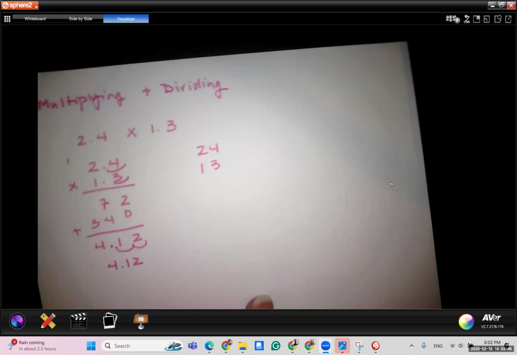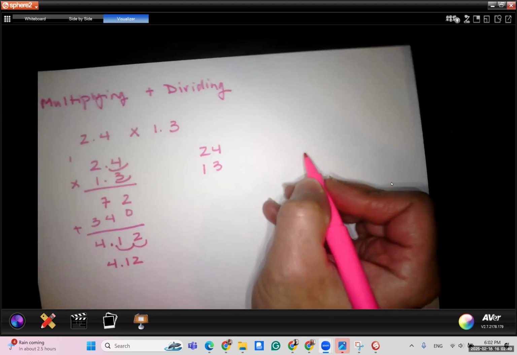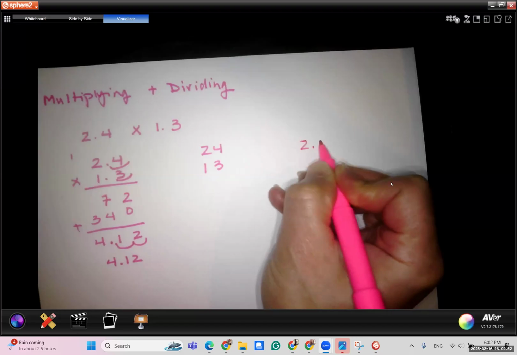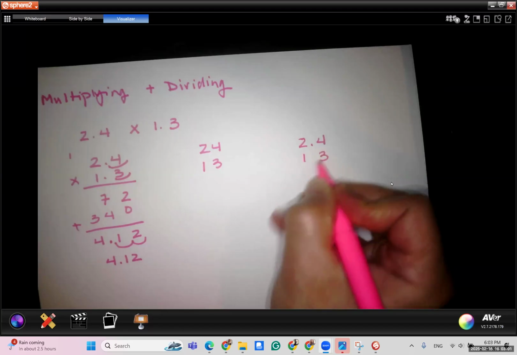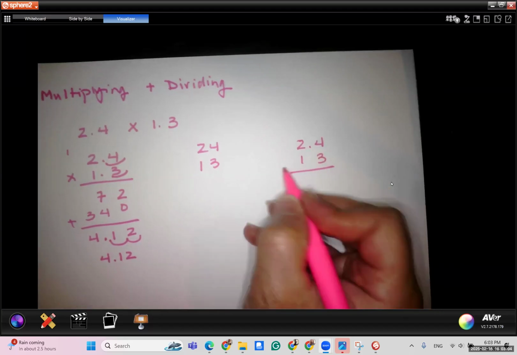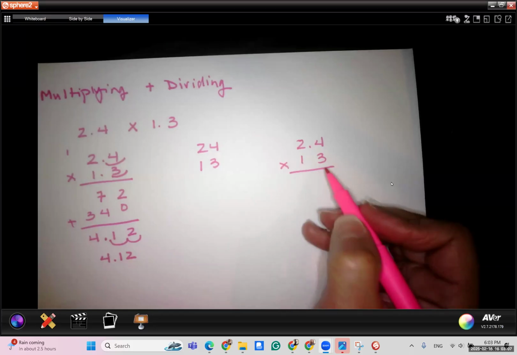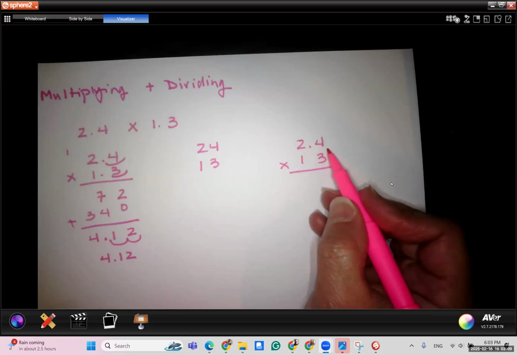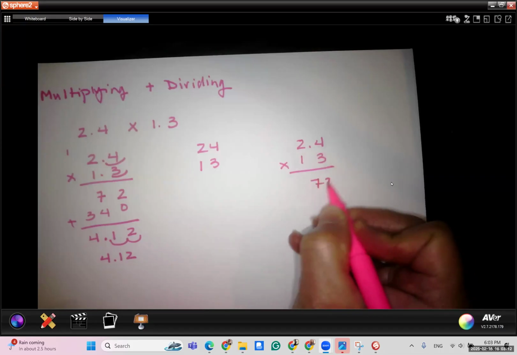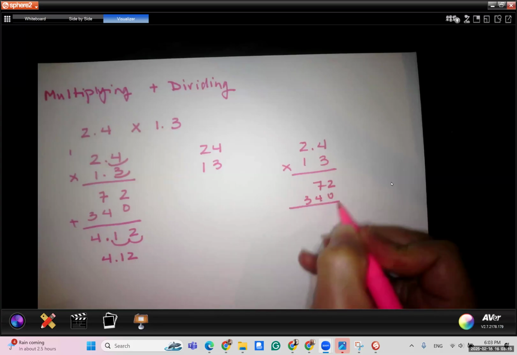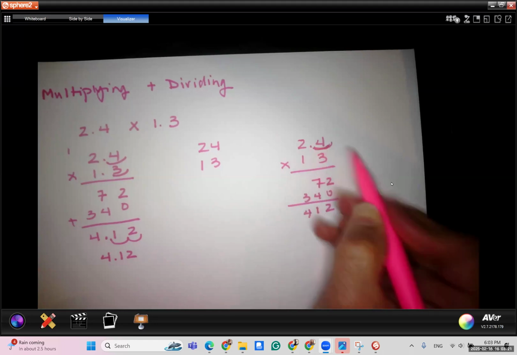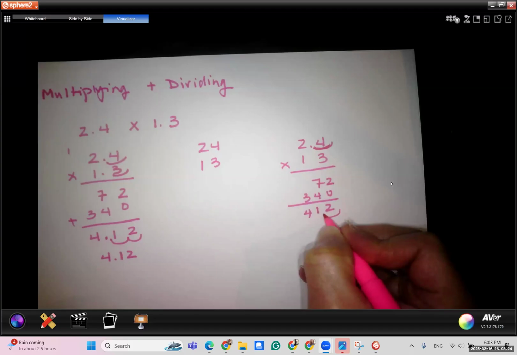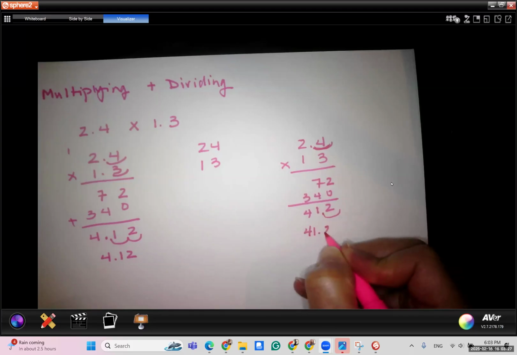Let's try another one, okay? I'm going to use the same numbers, but I'm going to change the decimals, okay? Let's say instead of 2.4 times 1.3, I have 2.4 times 13. So the bottom one doesn't have a decimal. So again, I'm going to ignore it and I'm going to multiply the same way as if I was multiplying 24 by 13, which will give me again 312. So, okay, same numbers, but now I only have one decimal place. So I'm going to count one decimal place from here. So my answer is actually 31.2.